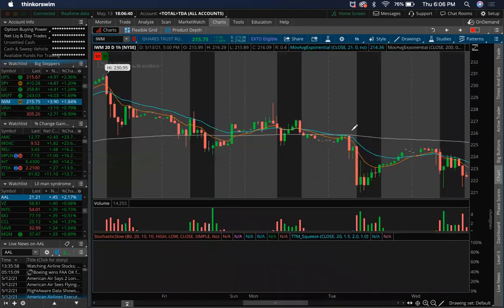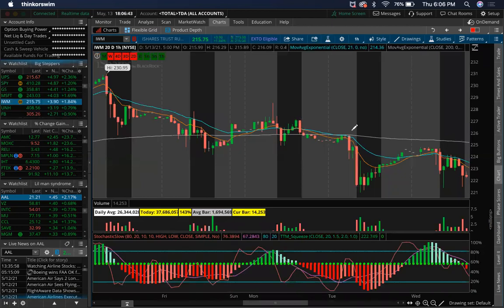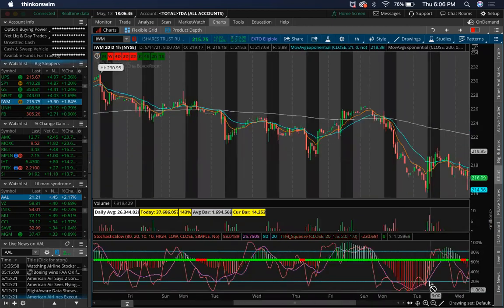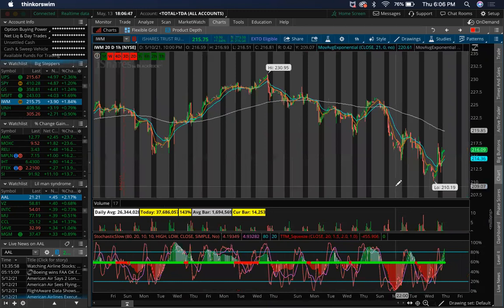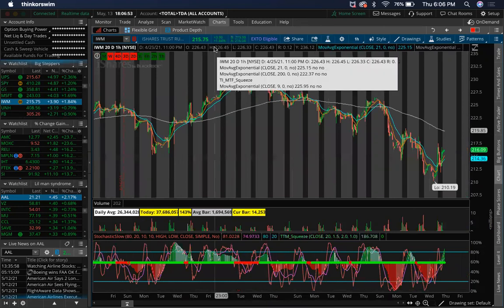But with swings, the real reason why I hate swings and I don't care too much for them is because whenever you swing at anything, you're risking 100% of what you put up. And with day trades, if I don't see something that I like, I'm instantly getting out at that point.